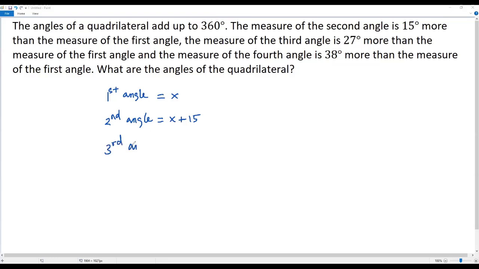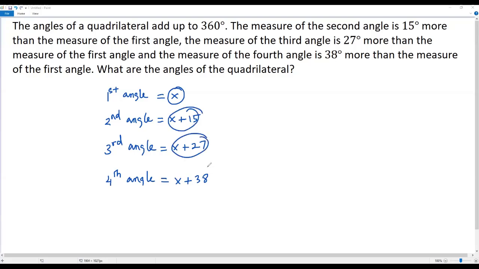Now let's write the measure of the third angle. The question says the measure of the third angle is 27 degrees more than the first angle. Then we'll be getting x + 27. And the measure of the fourth angle. The question says the measure of the fourth angle is 38 degrees more than the measure of the first angle. So x + 38. Okay, now these four expressions represent the four angles of a quadrilateral.